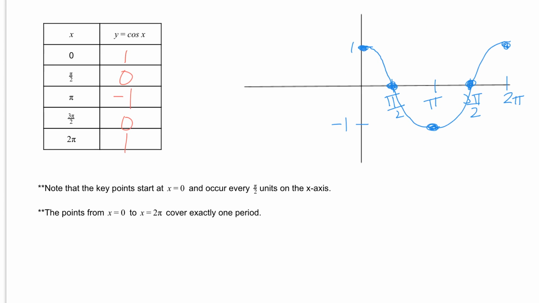Note that the key points, again, start at x equals 0 and occur every pi over 2 units on the x-axis. And that we're going from 0 to 2 pi, which is 1 full period.